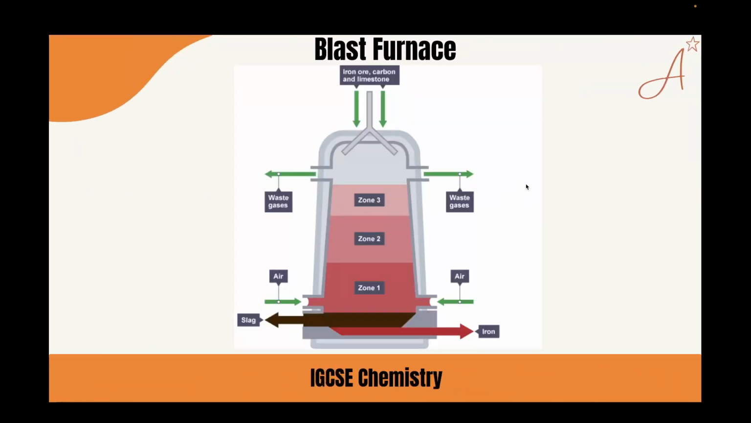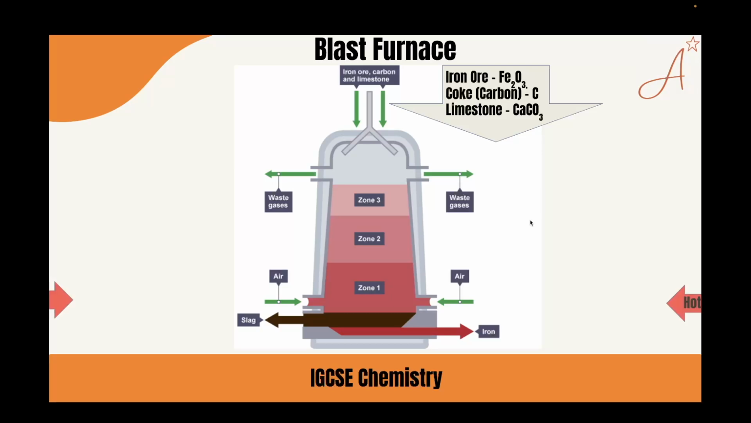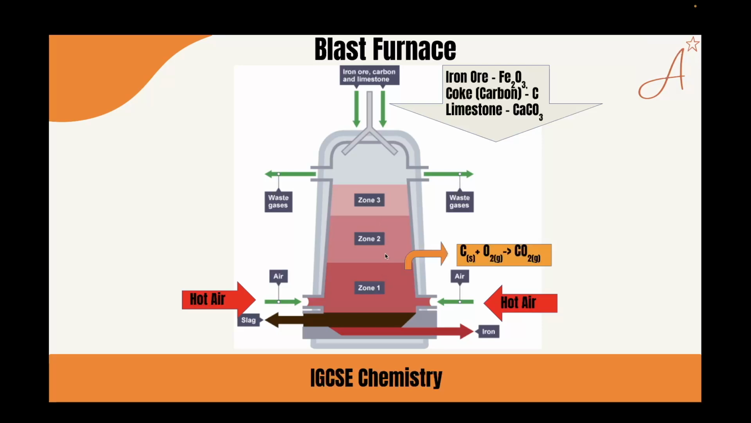This process involves three primary raw materials: iron ore, which is iron oxide, coke, which is a form of carbon, and limestone, which is calcium carbonate. These materials are added to the top of the furnace, and hot air is blown in from the bottom of the furnace, which provides the oxygen needed for the reactions to take place. Now let's explore what happens in each zone of the blast furnace.